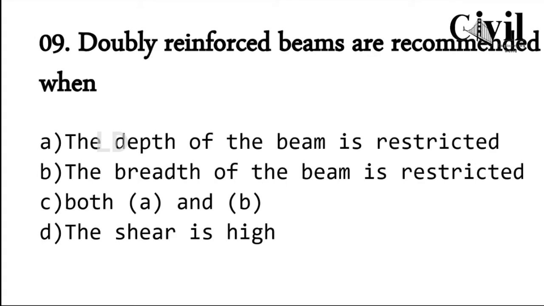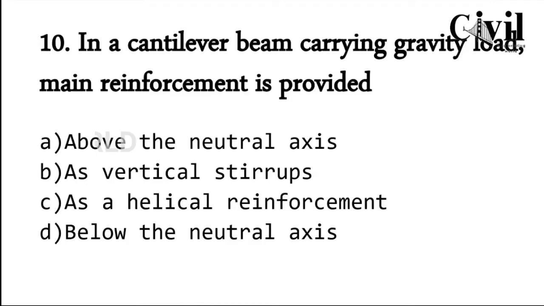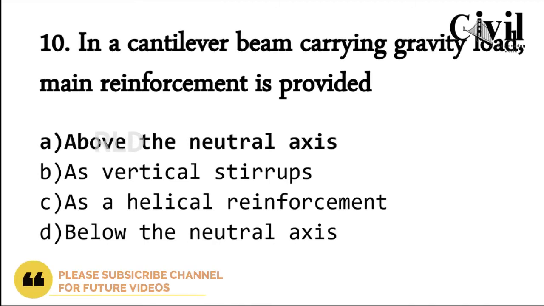So next is doubly reinforced beams are recommended when. Its answer is when beam is restricted in depth. A is the correct answer. Next is in cantilever beam carrying gravity load, main reinforcement is provided. Its answer will be above the neutral axis. A is the correct answer.